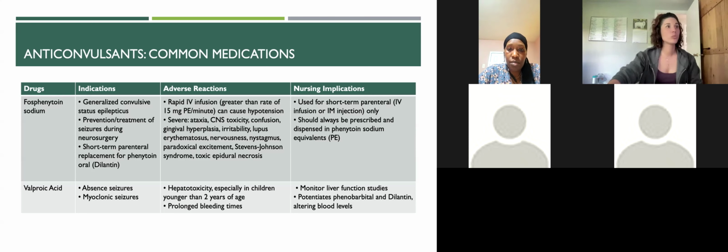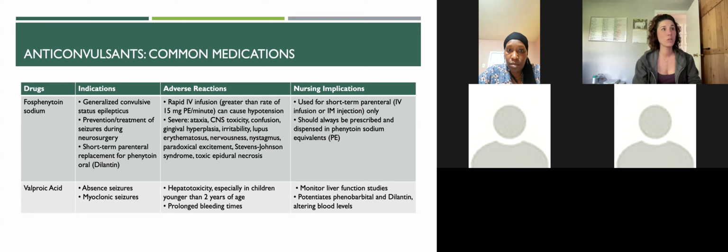And it is going to be a short-term replacement for oral phenytoin, which is Dilantin. So if we need to give that some other way, then we can use fosphenytoin, and it is a rapid IV infusion. It can cause hypotension, ataxia, CNS toxicity. So we get confusion, all the same things that we had with phenytoin, where we've got the gingivitis, irritable.